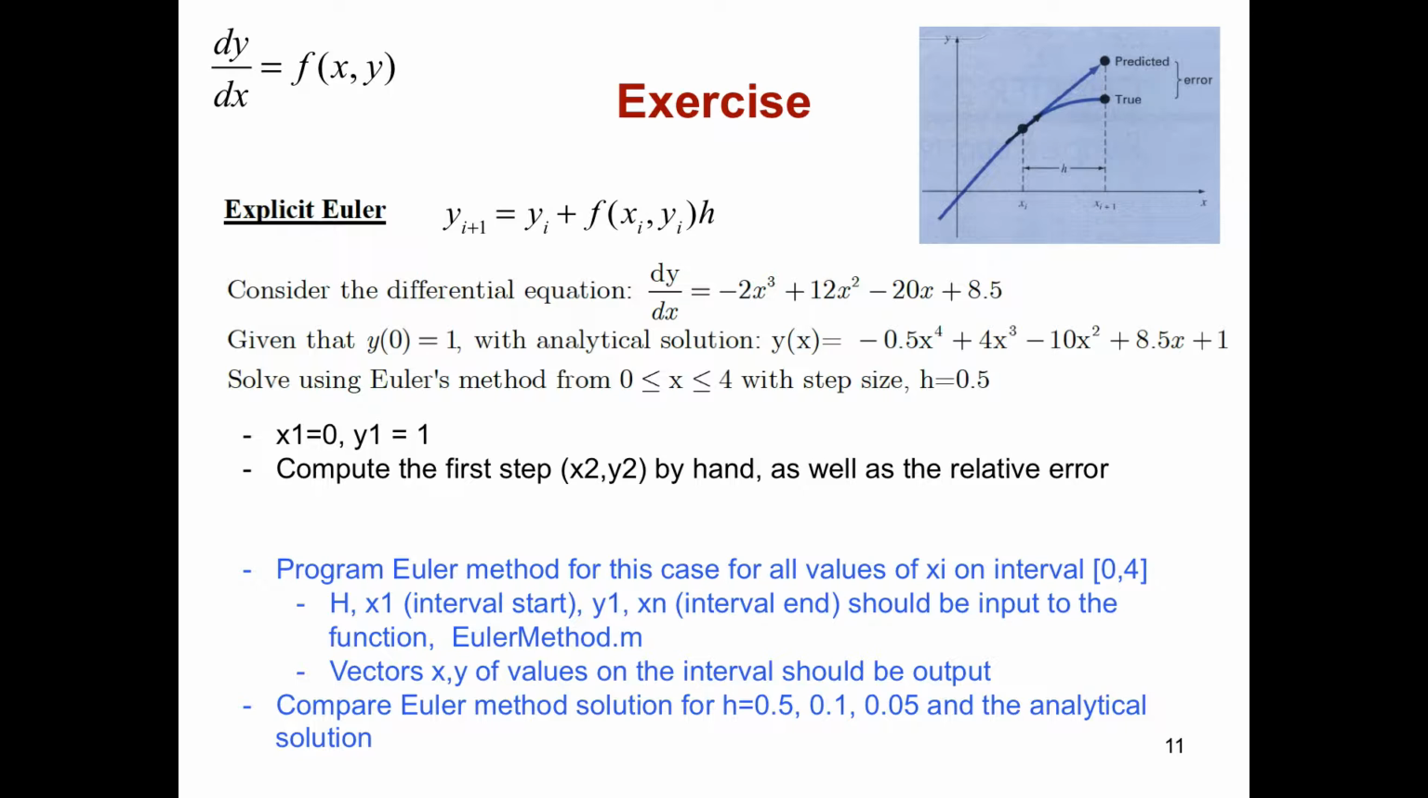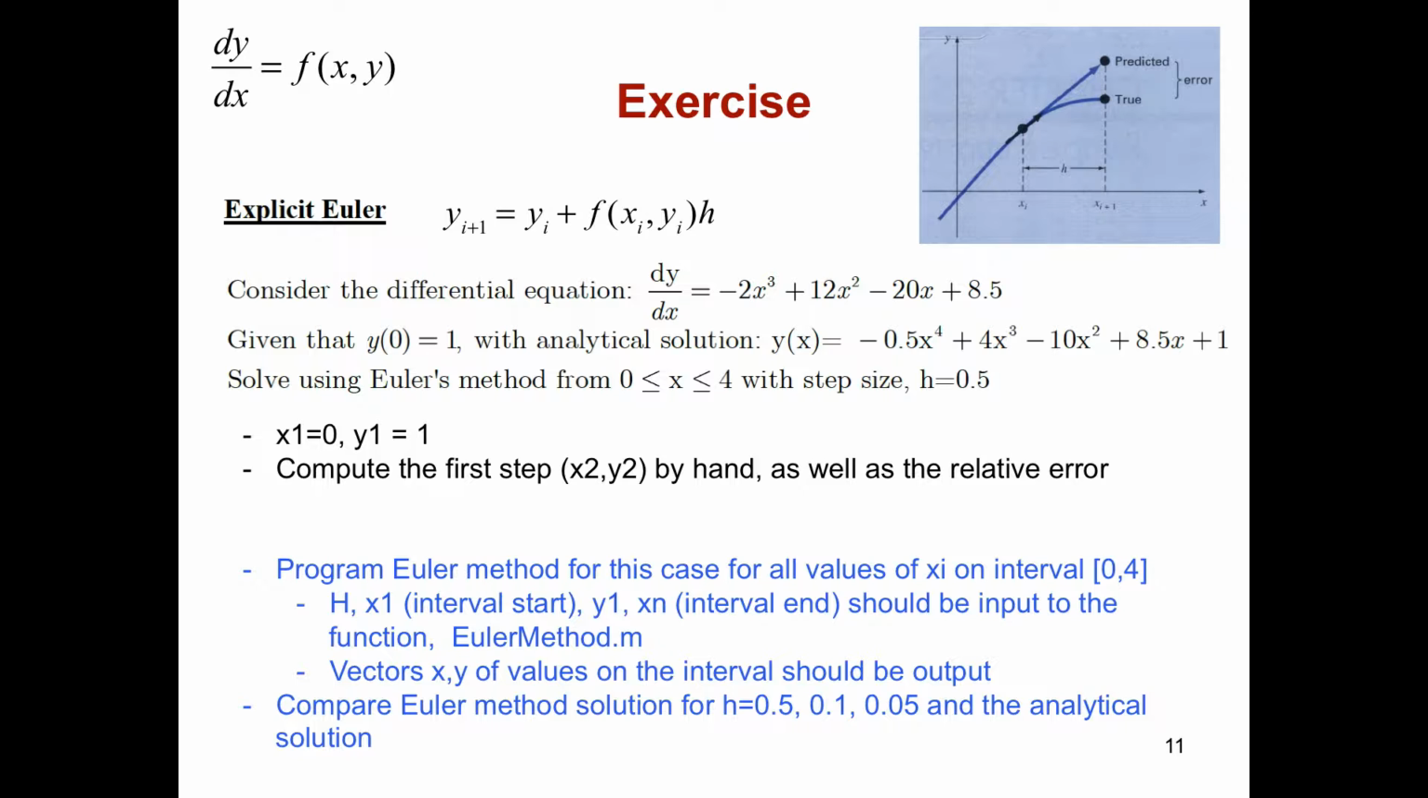The key thing is that you have to ask the user what the interval start will be. For us it's going to be 0, and the value at 0 is 1. So your first two values that you're starting from are 0 and 1. And every further y you will get by applying this formula. It's actually a very simple for loop. And of course you need to know when to stop. So your end of the interval, let's call that xn, is 4.